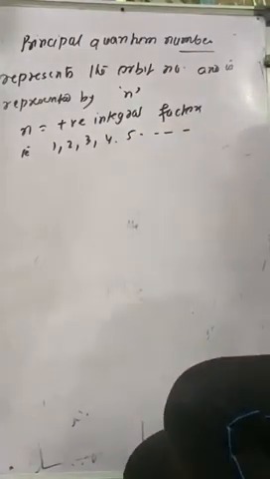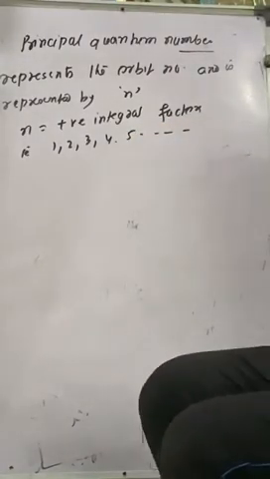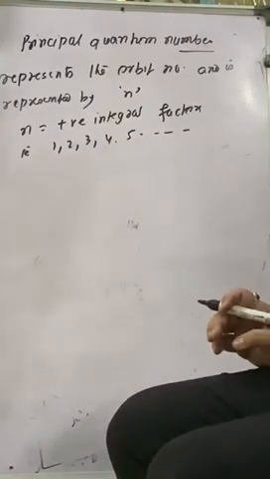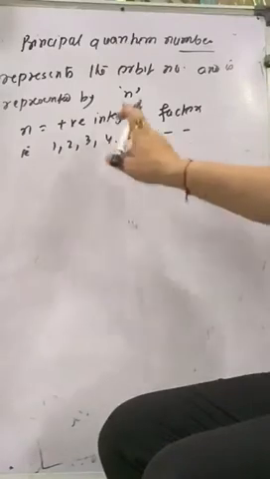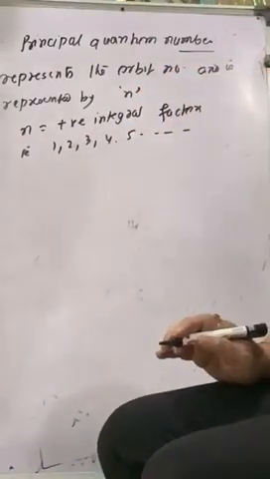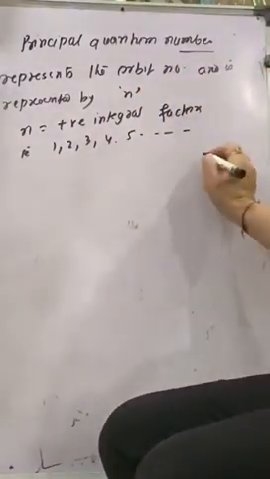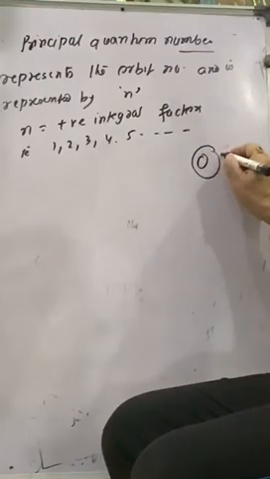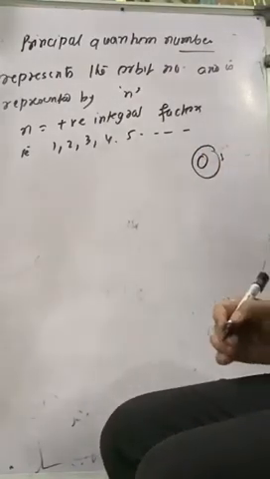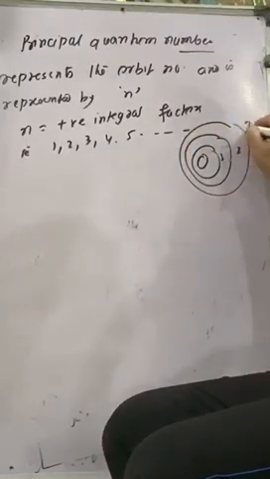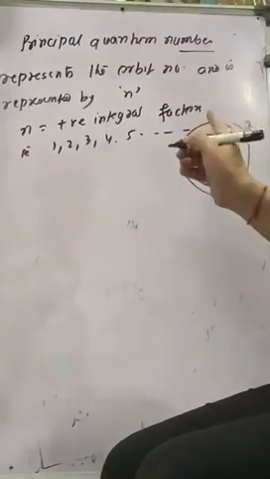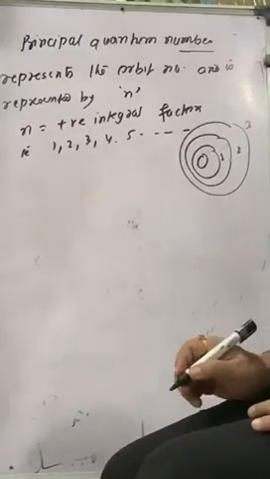It represents the orbit number. You know very well the orbit number is the energy levels we are talking about, and n is the representation of it. If you take it like this, one is the nucleus, this is the first orbit, that is n is equal to 1, then n is equal to 2, then n is equal to 3, and so on. The n is the positive integral factor, that is 1, 2, 3, 4, 5, like that.